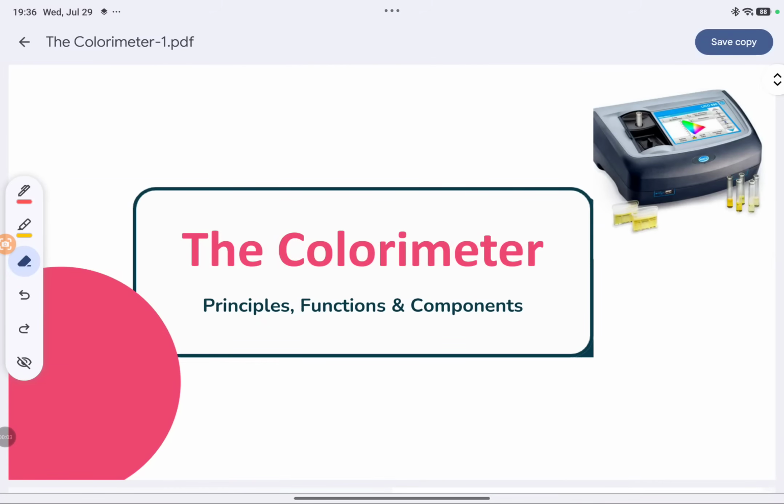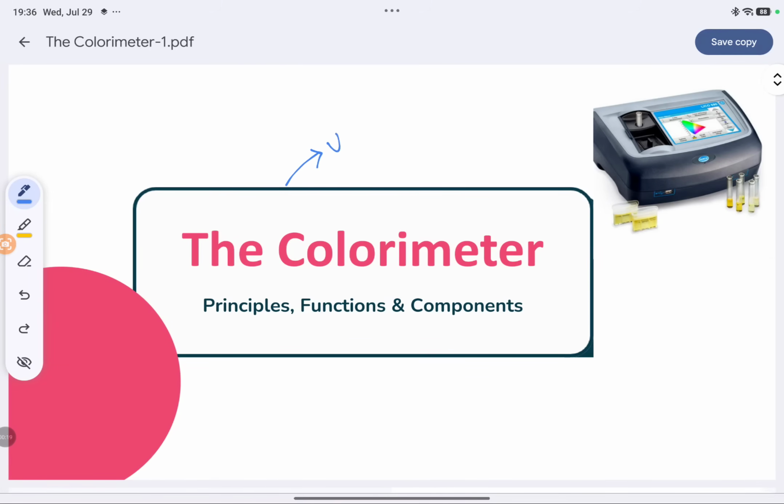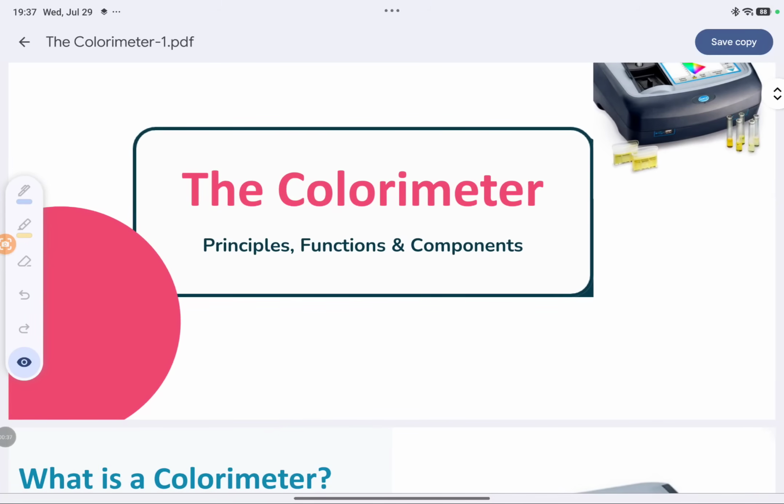Good evening, friends. Today we will study the colorimeter, which is a very important and useful laboratory instrument used in the biochemistry lab. We will learn about the principle, functions and components of the colorimeter.